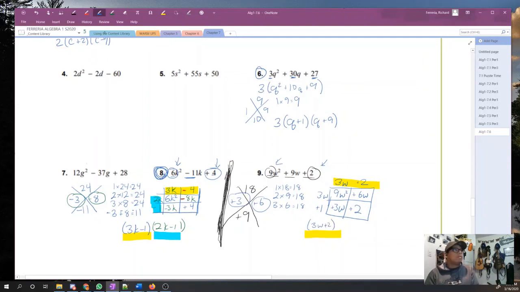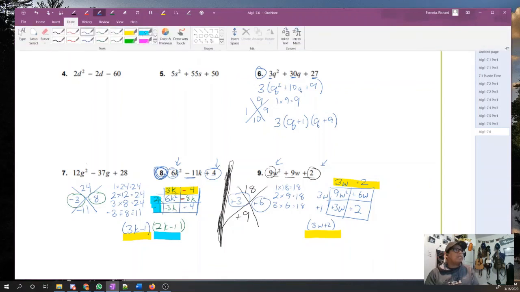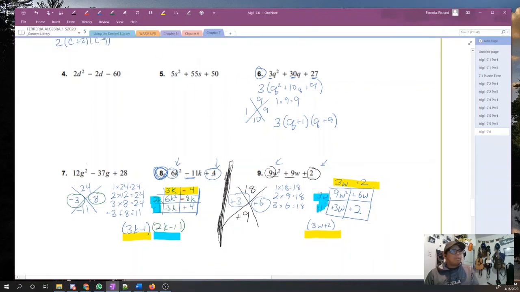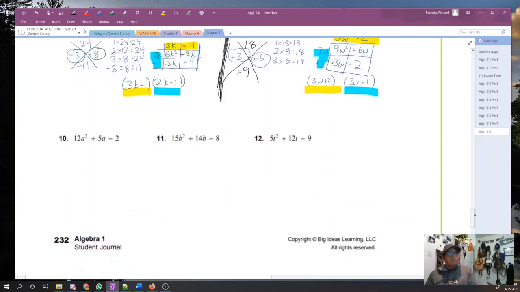And down the side, 3w plus 1. Okay, that's our long factor. I'm going to do one more of these, and then we're pretty much ready to go. You can go ahead and start your work in the book.